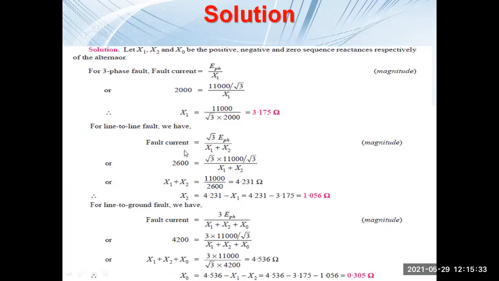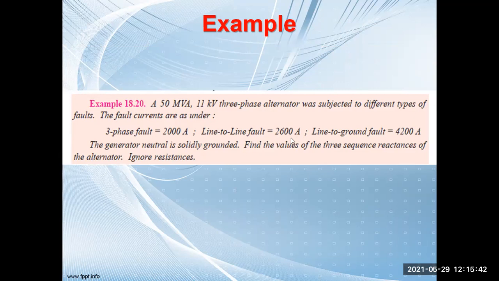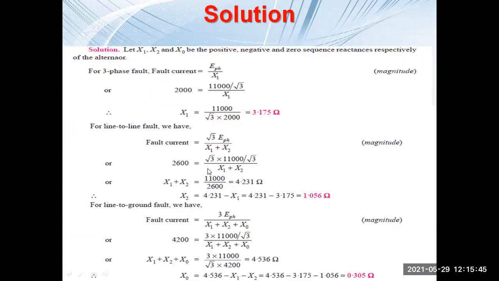For the line to line fault, we know the fault current equals root 3 into E phase by X1 plus X2. Here the fault current is 2600 ampere. So 2600 equals root 3 into 11,000 by root 3, divided by X1 plus X2. We know the value of X1, so you'll be able to calculate X2. So X1 and X2 are calculated. Yes or no? Please tell me, have I explained it? Yes, sir. Okay.